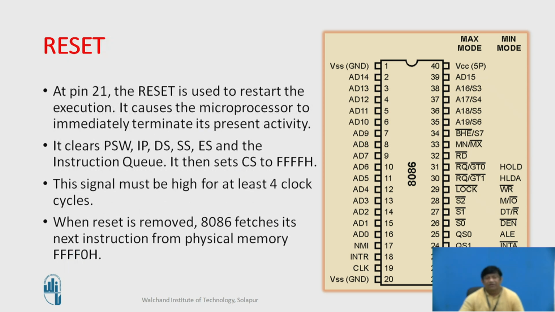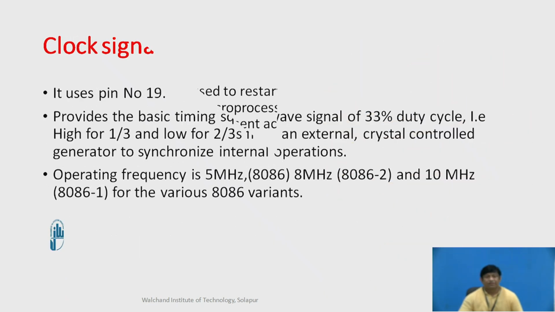At pin 21, RESET is used to restart the execution. It causes the microprocessor to immediately terminate its present activity. It clears PSW, DS, SS, ES and the instruction queue. It then sets CS to FFFF hex. This signal must be high for at least 4 clock cycles. When reset is removed, the 8086 fetches its next instruction from physical memory.